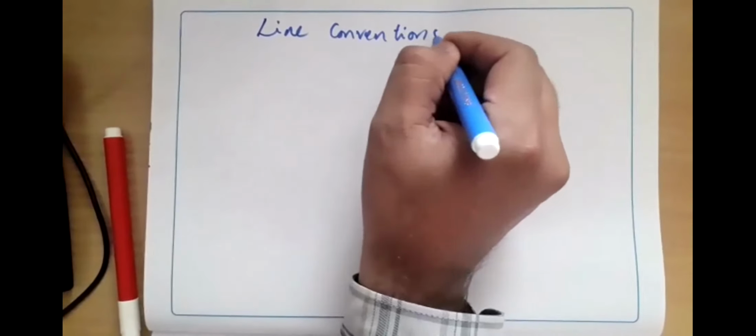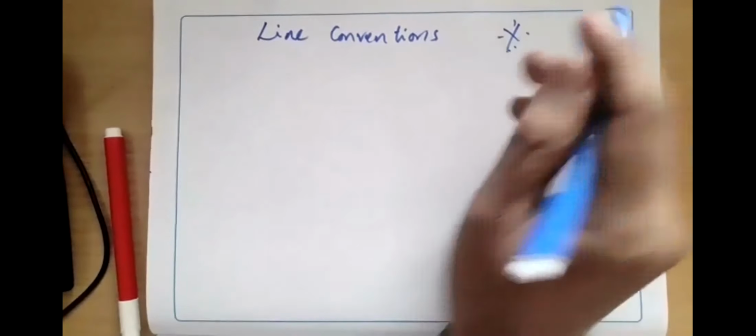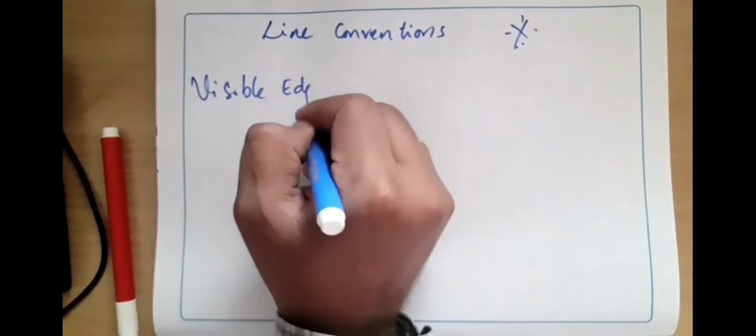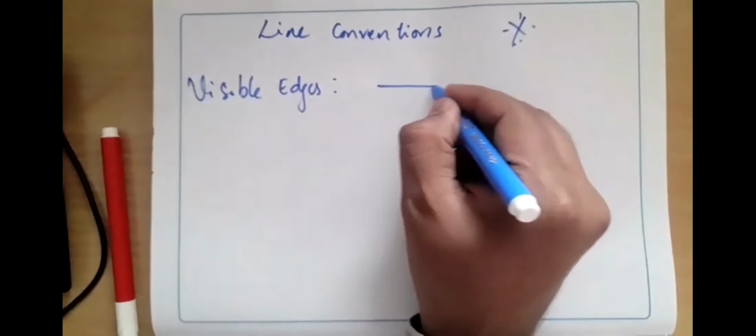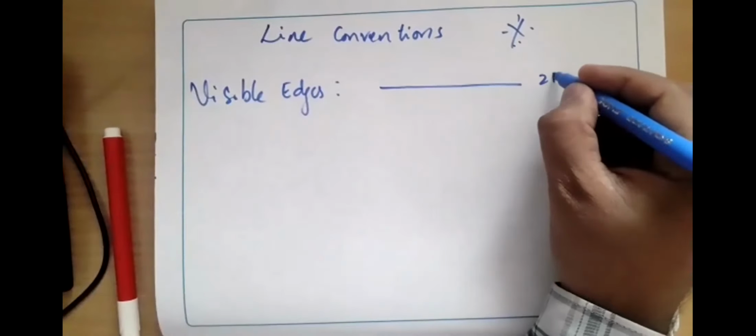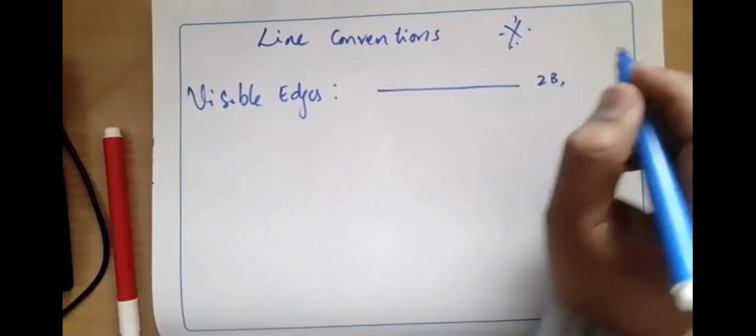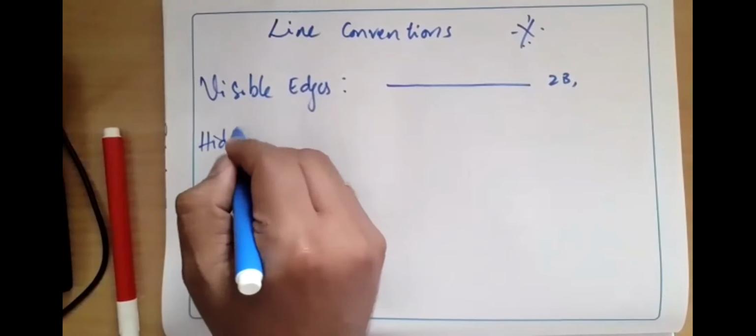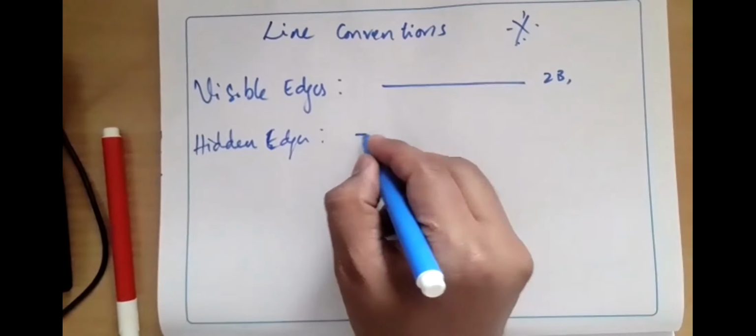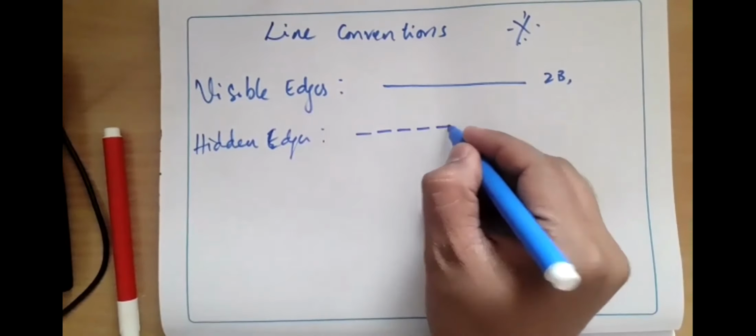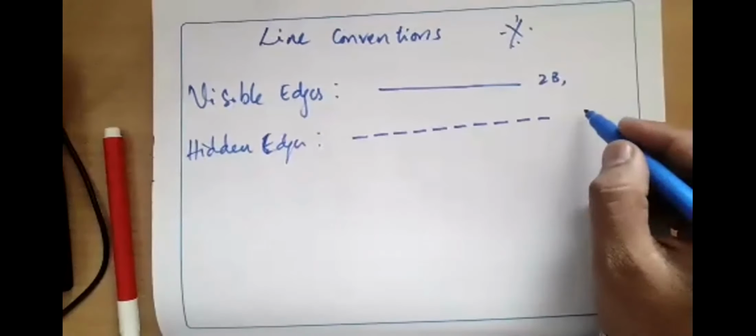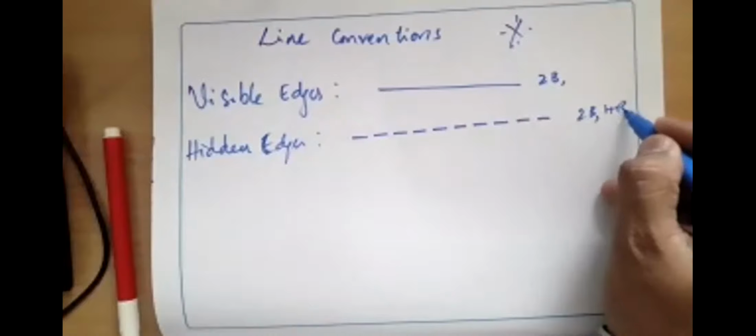So based on these conditions, line conventions are very important. Visible edges are represented by continuous thick lines. For example, it can be a 2B pencil. And hidden edges will be represented by continuous equidistant dashed lines. This you can represent with a 2B or HB pencil.